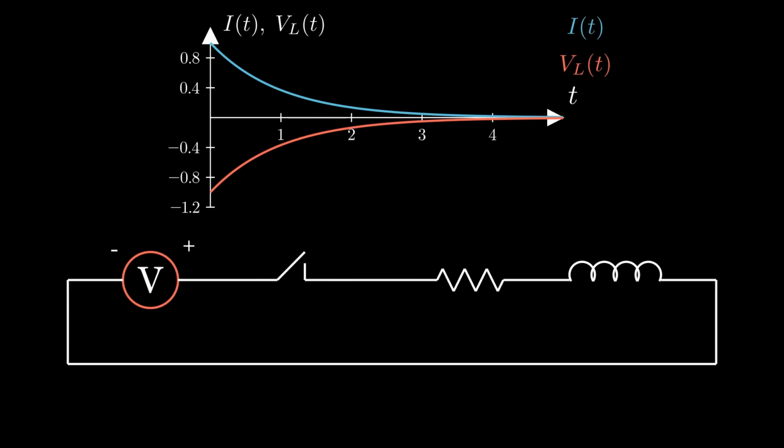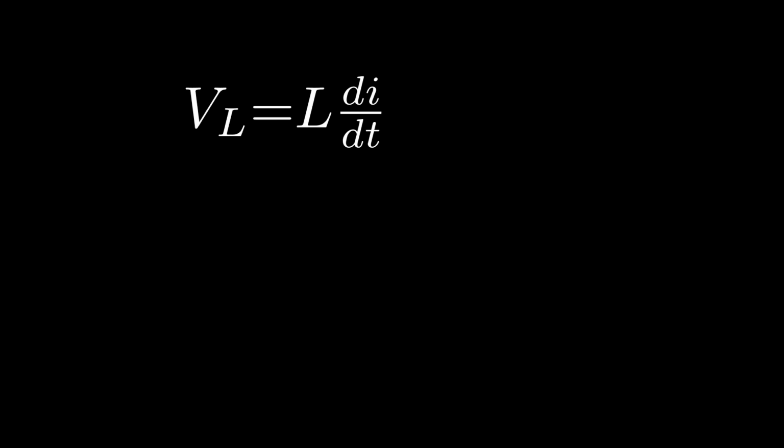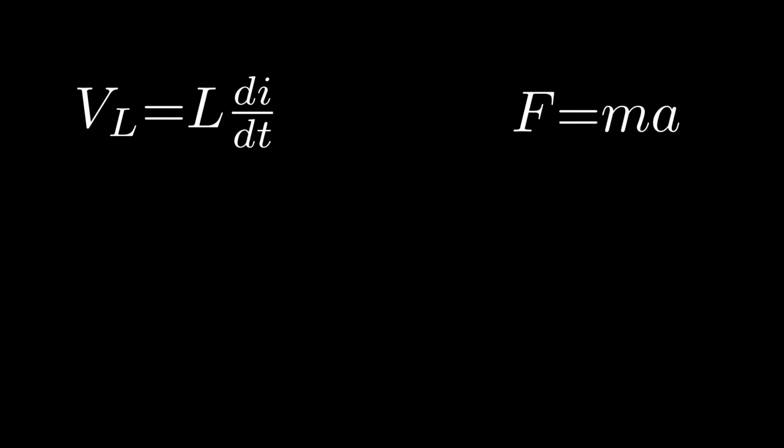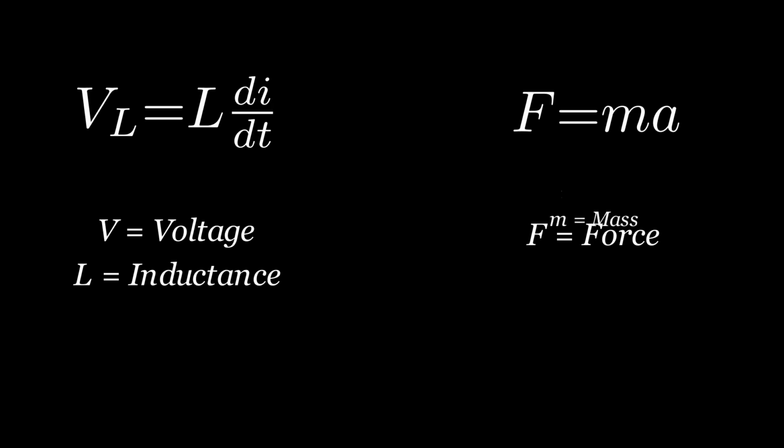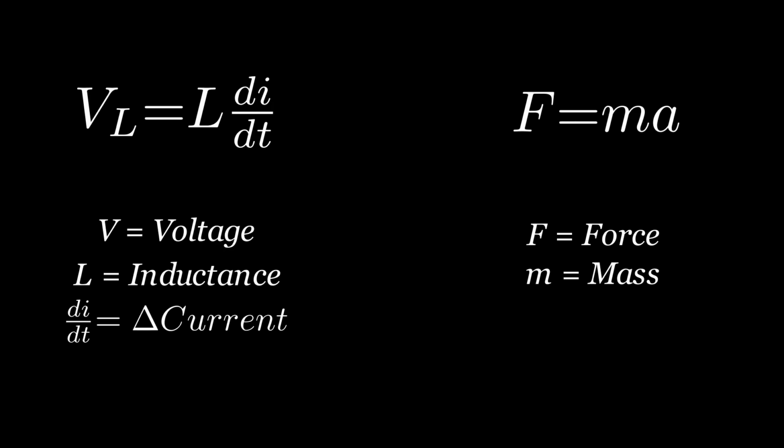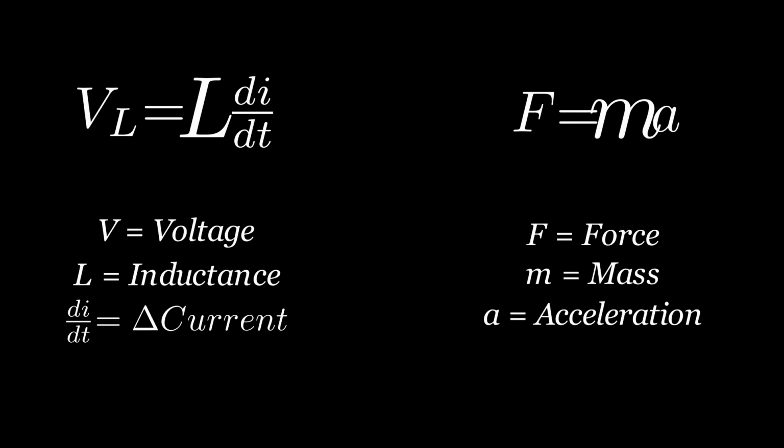A good analogy to explain what is happening is comparing the equation for the voltage across an inductor to the equation for force. Where the voltage across the inductor is analogous with the force, the inductance with the mass, and then change in current over time with the change in velocity over time, also known as acceleration. In this way, you can visualize how having a larger mass, in this case the inductance, means the acceleration or change in current will be lower when the same force or voltage is applied.